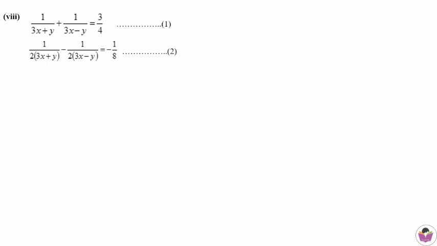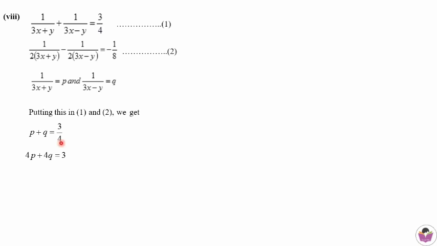When you observe, here you can see denominator 3x plus y, here also the same denominator 3x plus y, here 3x minus y, here also denominator 3x minus y. Go for substitution. 1 by (3x plus y) is p and 1 by (3x minus y) is equal to q. Equations 1 and 2 we have to rewrite: 1 by (3x plus y) will change to p and this will change to q, that is p plus q is equal to 3 by 4.